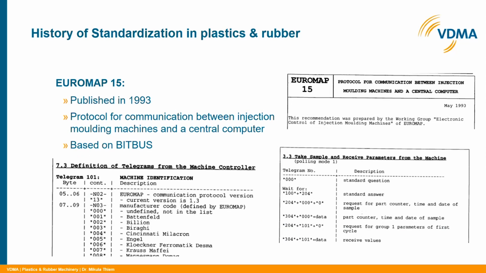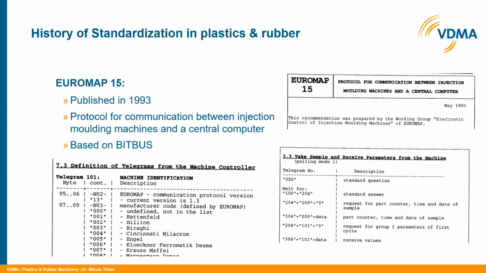And also the communication of data is standardized in EUROMAP technical recommendations. This started in 1993, so more than 30 years ago. There was the EUROMAP 15, the first specification for a data communication standard. This is a protocol between injection molding machines and a central computer, and it is based on the technology of that time.